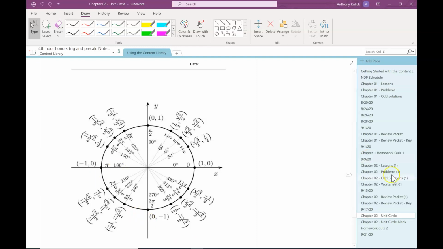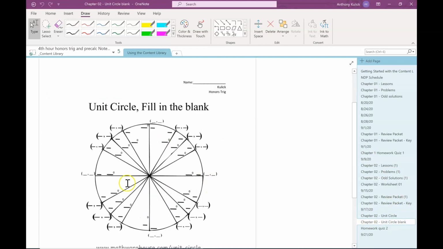You'll notice that on the content library, I put the unit circle and I put the blank version in case you wanted to practice drawing all those 30-60-90 and 45-45-90 triangles. It can be a helpful exercise if you're trying to get used to doing that skill that you just asked about. I put a blank one in that you can fill out yourself and draw in, if you want. You don't have to do anything with it, though.